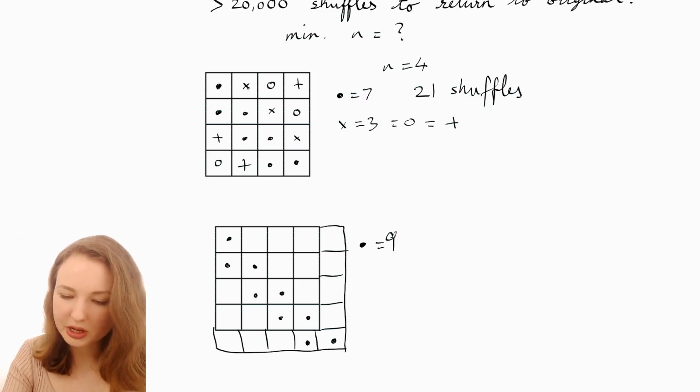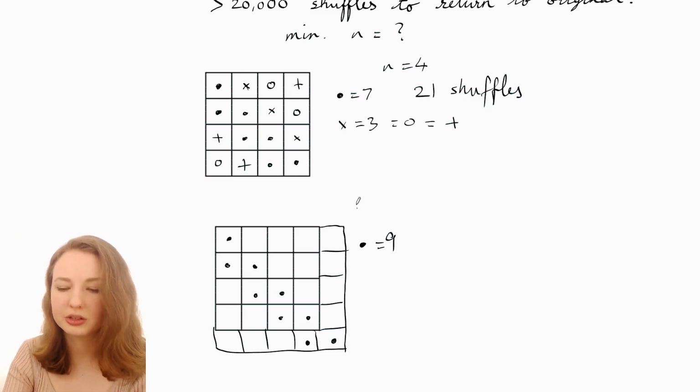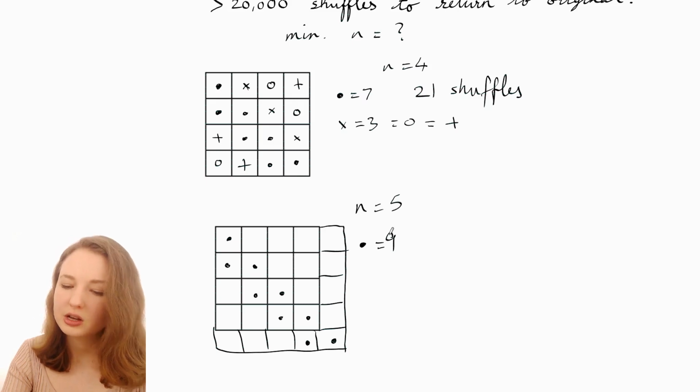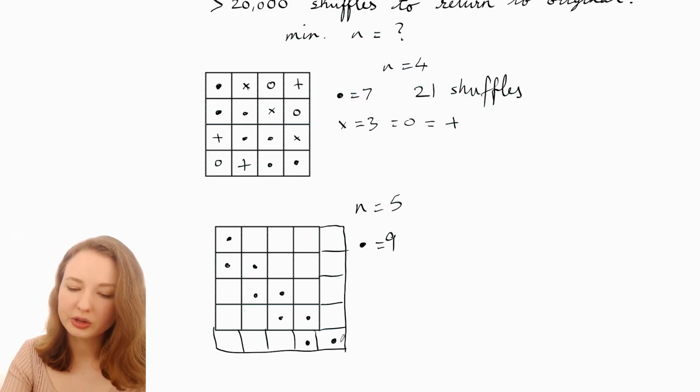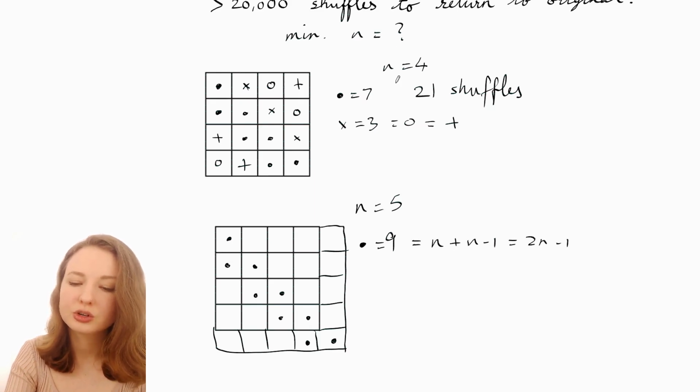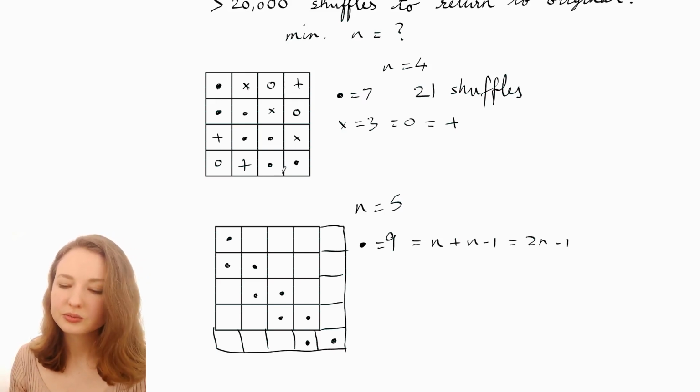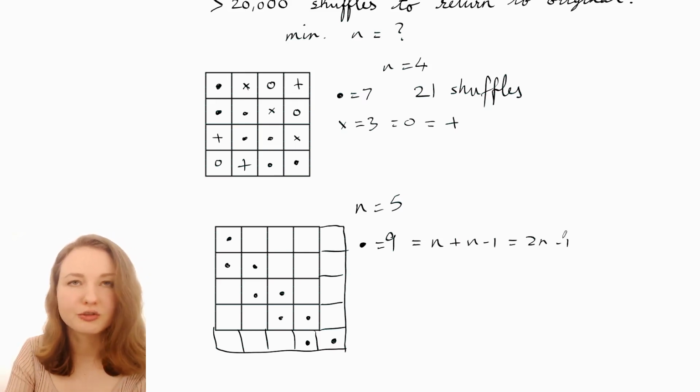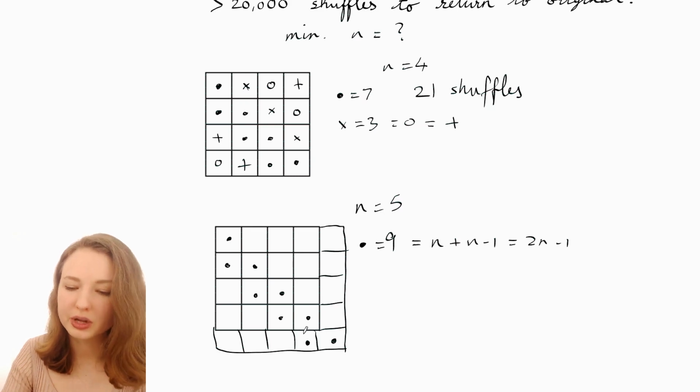And we probably want to start thinking about a formula for that. So this is for n equals 5. So there's 5 along there, so n little squares along there, and then there's n minus 1 there. So that's probably going to be n plus n minus 1. So that worked also for n equals 4 to get the 7, because that was 4 plus 3. So that's probably going to be our formula for the number of shuffles to do that.